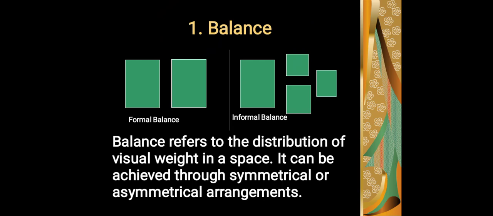Balance refers to the distribution of visual weight in a space. It can be achieved through symmetrical or asymmetrical arrangement. So balance is achieved through the two types, the symmetrical and the asymmetrical arrangement. As you can see, from your left side is the formal balance, and from the right side is the informal balance. So we see the differences between the formal and the informal balance.